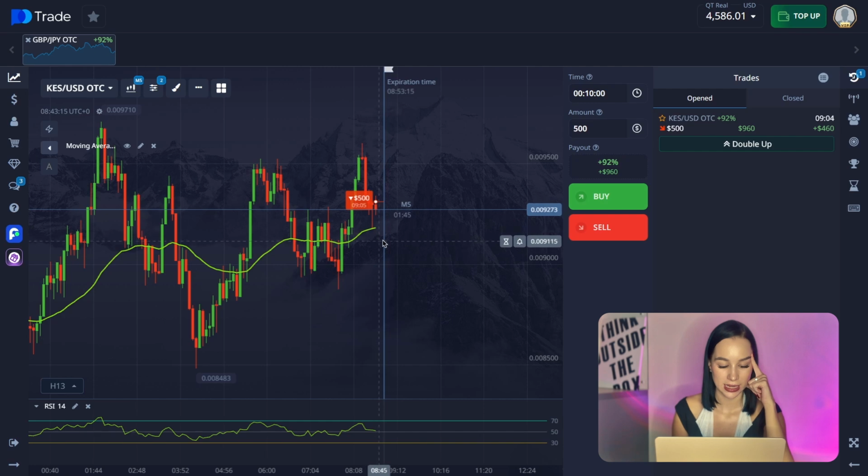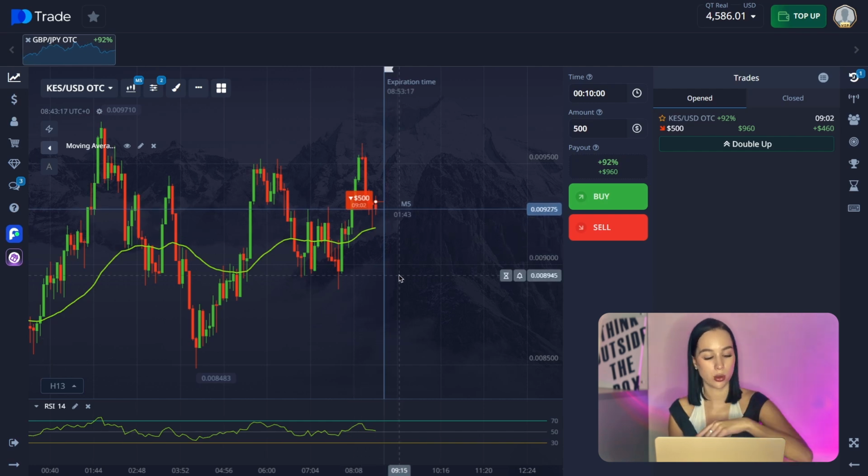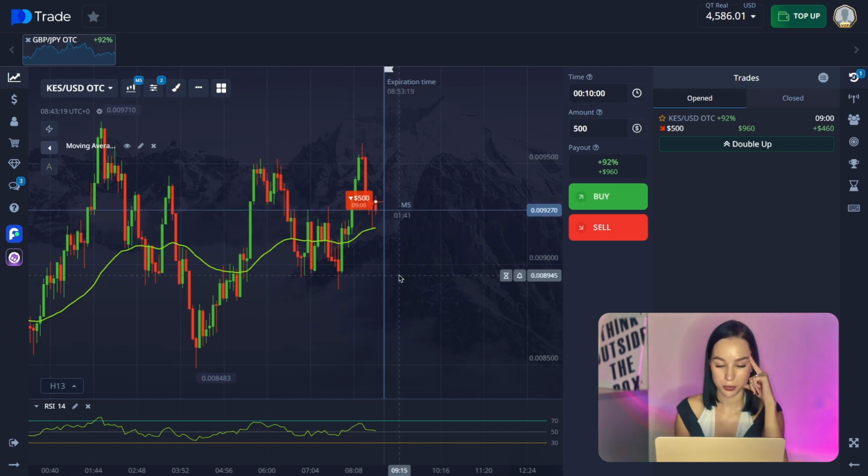And as we can see now, our price is moving lower and lower, also by the RSI line, so it's pretty good. It's 8 minutes and 50 seconds, so let's wait. I think it's going to be a fast video for you, but I'm going to check how the trade will end.